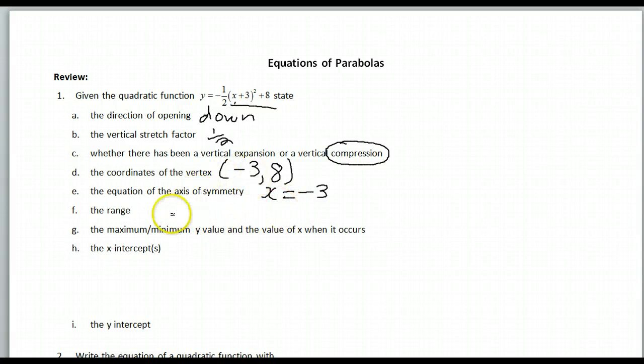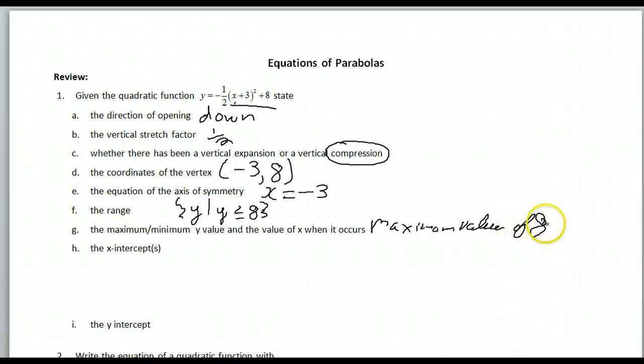The range: since our parabola opens down, it has a maximum value of 8. So the range is the set of all y such that y is less than or equal to 8. The maximum or minimum y value and the value when it occurs: well, it is a maximum value of y. So maximum value of 8 when x equals -3.